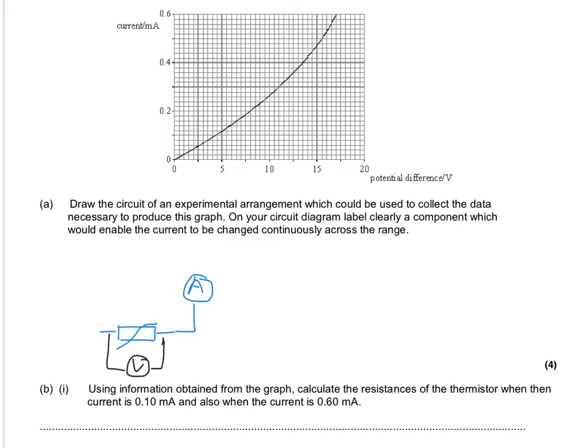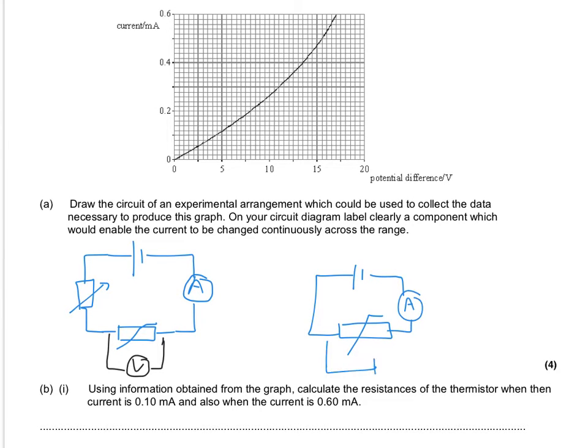Now, we need a way of changing the current. That's what this question says. So there are two strategies to this. Very commonly, when you're changing the current, you would use a variable resistor, and then obviously we're going to need a power supply finishing the circuit. You could equally have done a slightly different circuit that looks like this. So we've still got the voltmeter in parallel, we've still got the ammeter in series, but you could have used a variable power supply.